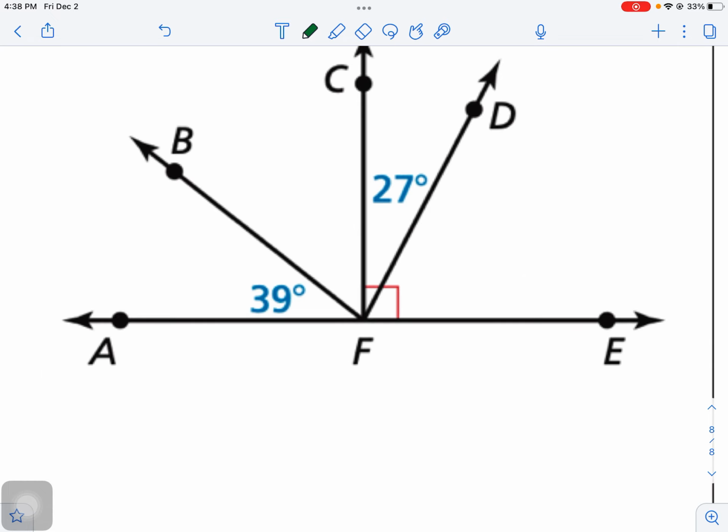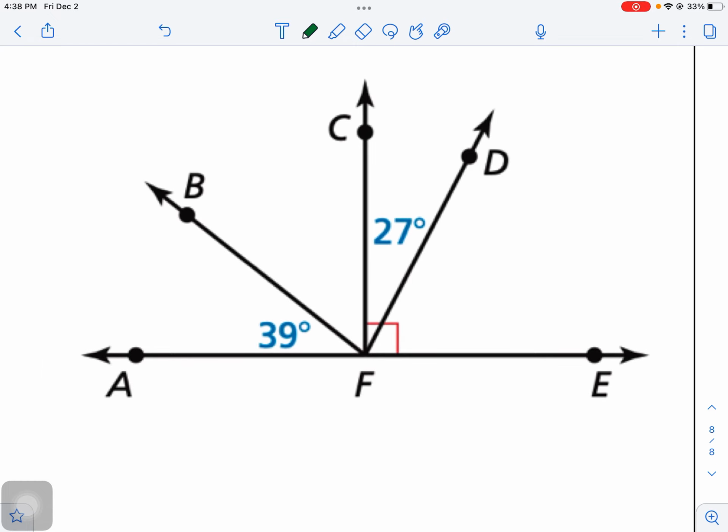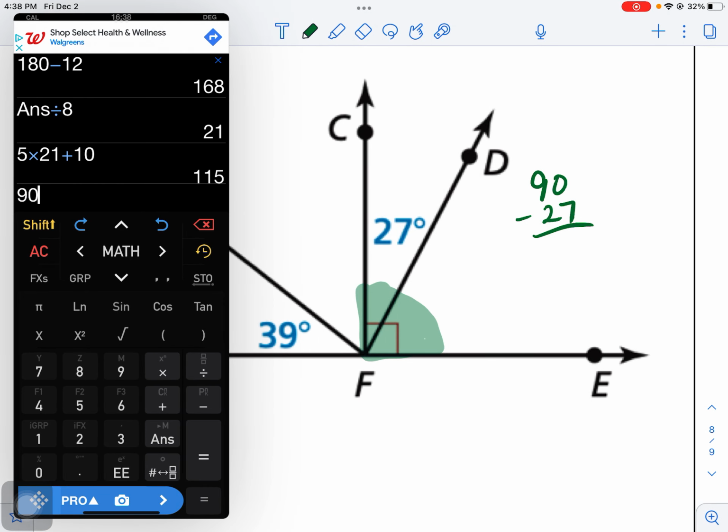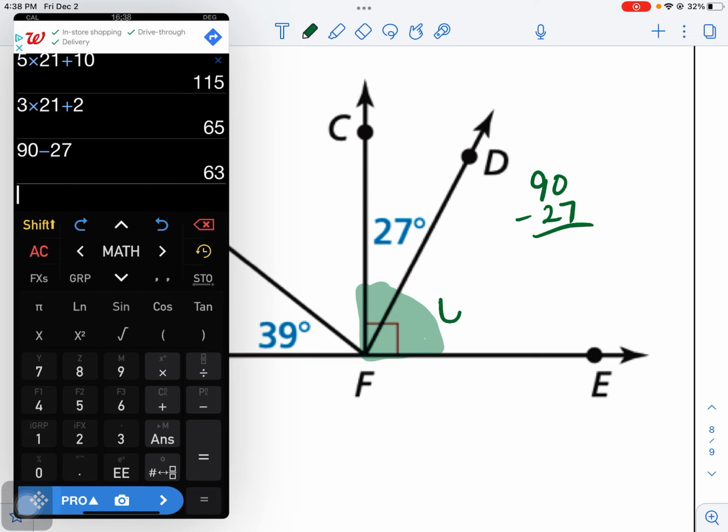So the biggest thing to do first is to look here and try to find all the angles that you can. So I see this right angle. This right angle tells me that this angle in here adds to be 90 degrees. So if this piece is 27 degrees, this piece is 90 minus 27. So 90 minus 27 is 63 degrees. So angle DFE is 63 degrees.